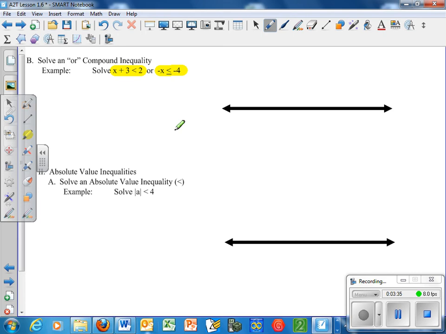You solve each part. Solve each part of the or statement. And your final answer needs to be written with an or in the middle. So to solve here, I'm going to subtract 3.